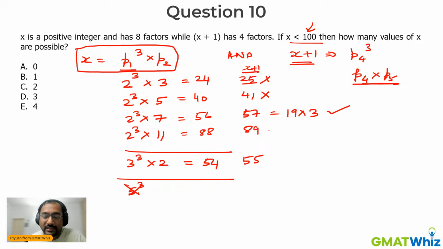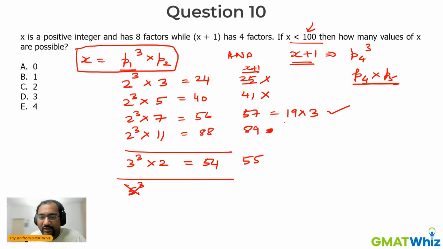So this works. 89. Now, is 89 a prime number? Let me do a quick check. I just need to check till the square root of 89, which is around 9. Again, that's another thing which we teach in GMAT quiz. If you want to find out whether a number is a prime number or not, just check whether it is divisible by any prime number till its square root. So it is not divisible by 2. It is not divisible by 3. Not by 5, not by 7. Let me check with 7. 70 plus 19, not divisible by 7. So I don't need to check any further. So this is also a prime number.